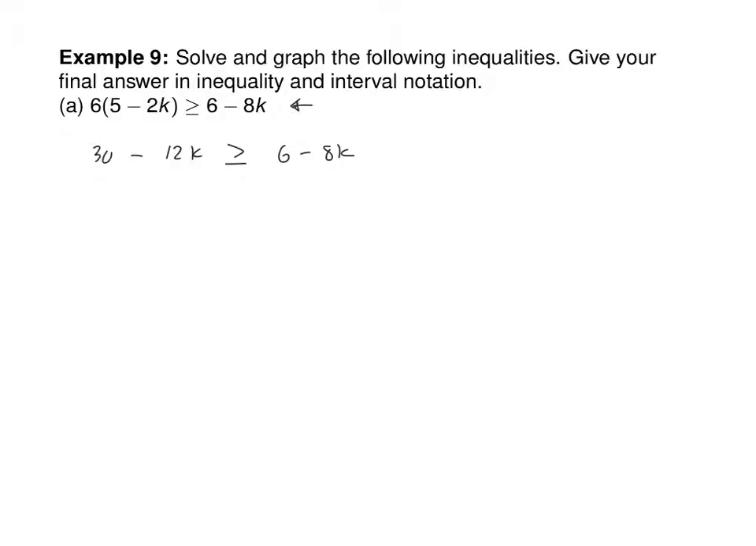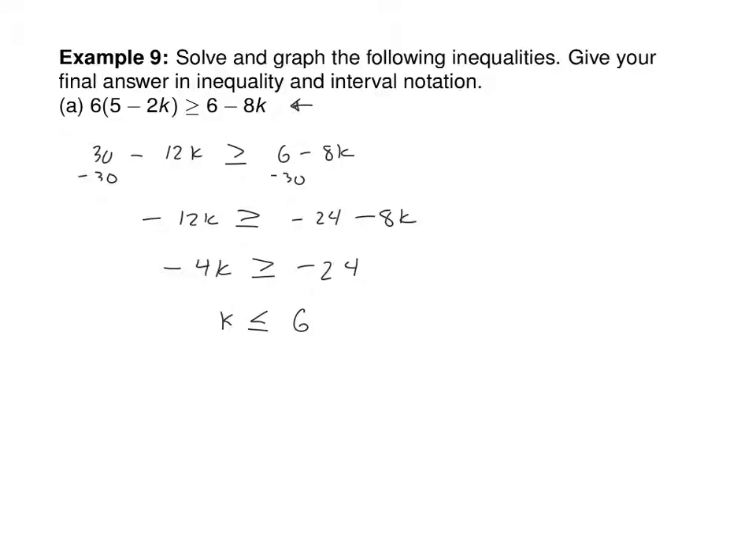So I am going to take away 30. So minus 12k is bigger than or equal to minus 24 minus 8k. Then if I add 8k, I get negative 4k bigger than or equal to minus 24, and k is less than or equal to 6, right?